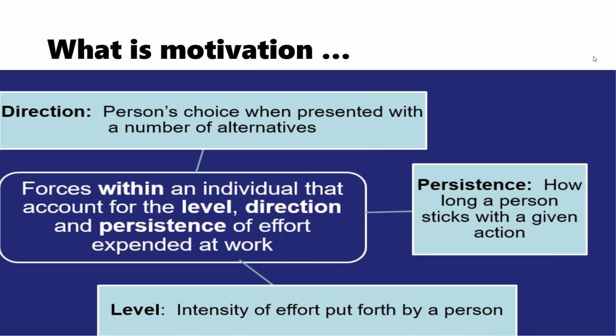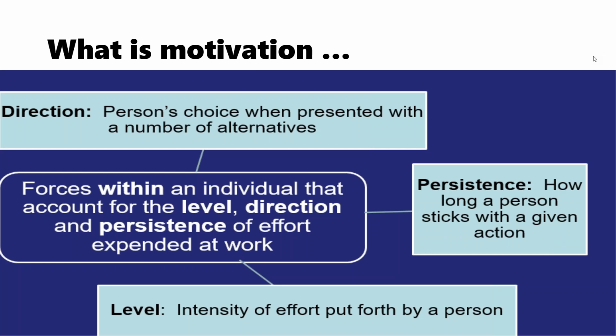So if we start at the top, what does direction mean? Well, direction means the person's choice when presented with a number of alternatives. So this is about what they're focused on. We've all come across people who have been working on projects and items that aren't part of their core responsibility. So arguably you could say that in terms of direction, they're lacking motivation because they're not working on the right thing, perhaps in the right way, with the right people at the right time. So direction is critically important. The more people focus on their core areas of responsibility, the more likely they are to be effective.